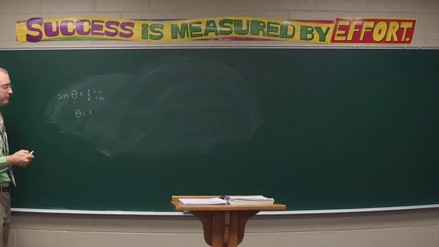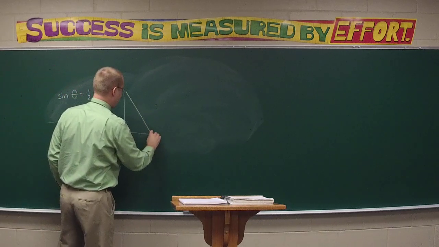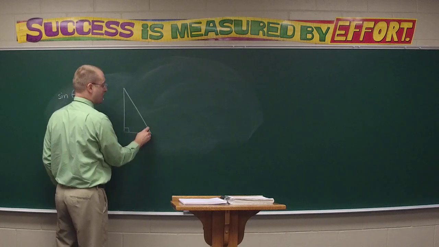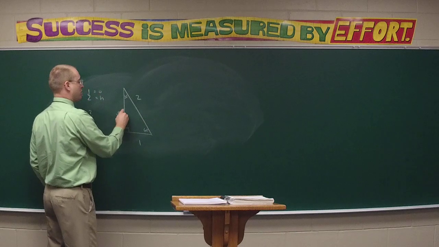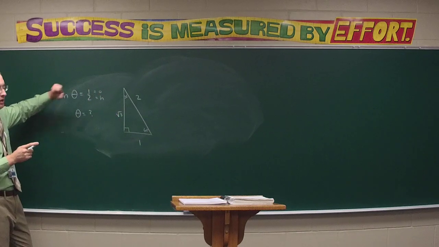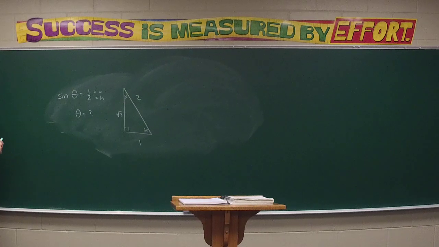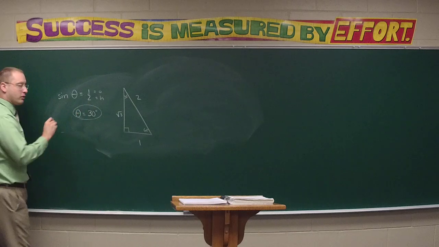Yes. Which one? The 30, 60, 90. We know it has those lengths in it, correct? Now that means it's either 60 or it's 30. The question is, which one? Well, remember, the opposite has to be 1. For which angle is the opposite 1 while the hypotenuse is 2? 30 degrees. So apparently, theta is a 30-degree angle.